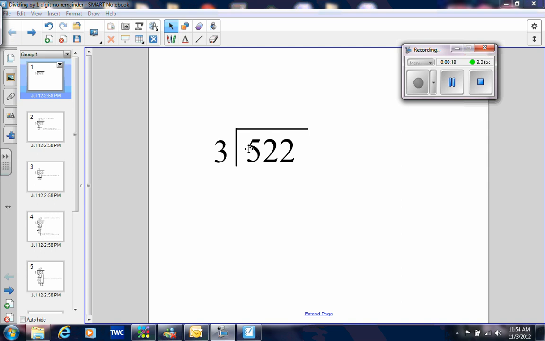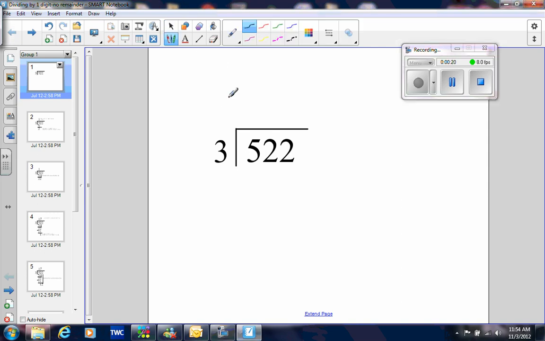So we'll start right away with the hundreds place. This is the hundreds place right here. And we're trying to find out how many hundreds can we give to each group, knowing that we want to make 3 groups, and knowing that we want all the groups to have the same amount up here.